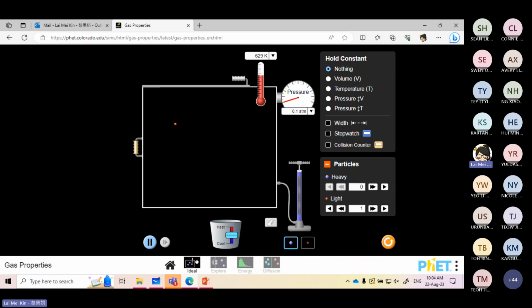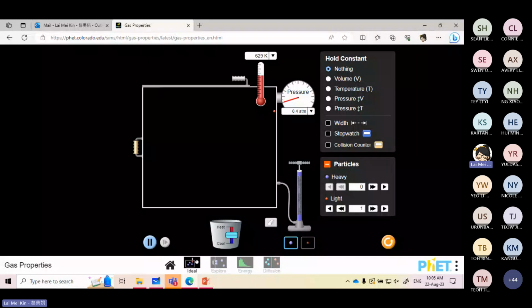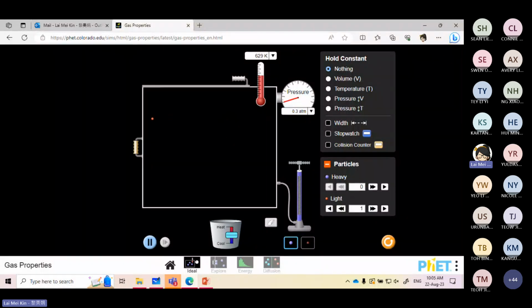Remember, I showed you in the lecture, I zoomed in, a carbon atom is so small, you cannot even see it. This one, of course, you can still see, but the real one is even smaller. So the first thing is the size of the gas. The size of the molecule is not significant compared to the volume, or the volume is very, very big compared to the size.